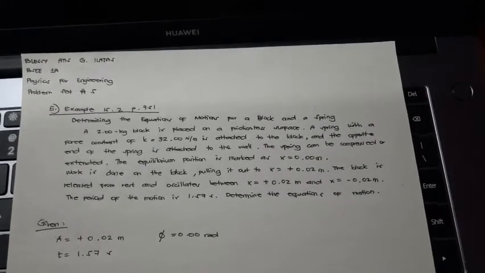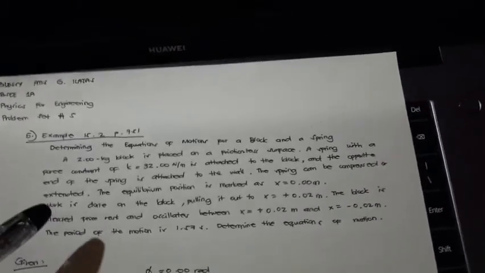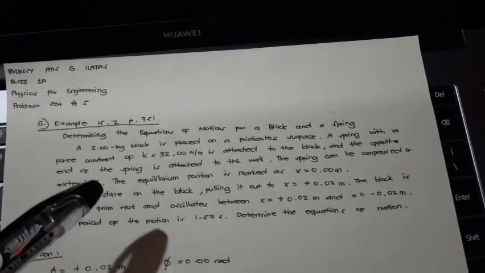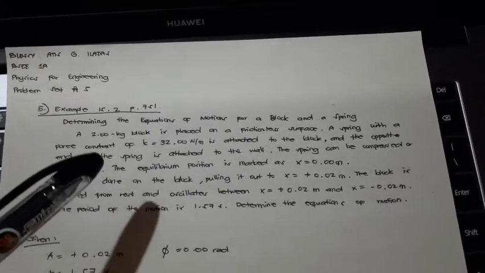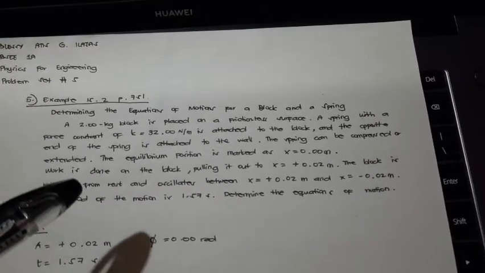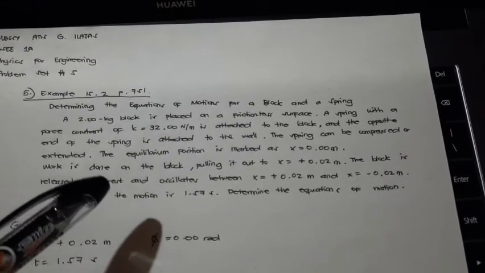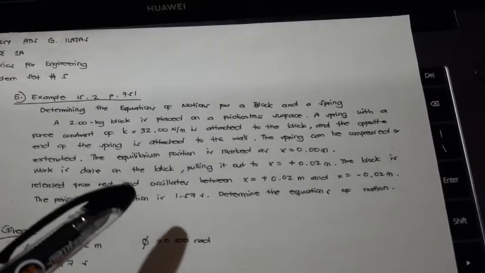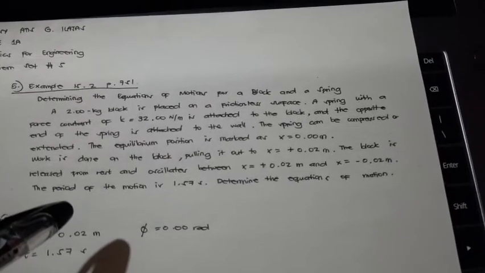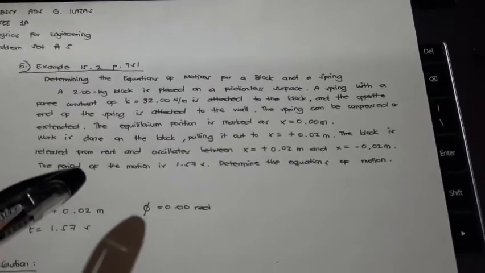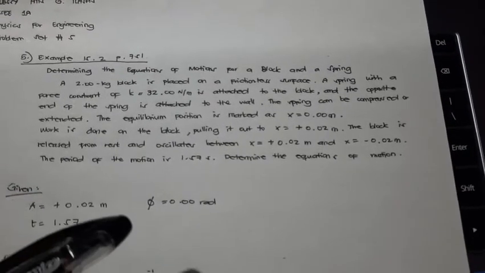And the last, problem set number 5, example 15.2 on page 751, determining the equations of motion for a block and a spring. A 2.00 kilogram block is placed on a frictionless surface. A spring with a force constant of k equals 32.00 Newton per meter is attached to the block, and the opposite end of the spring is attached to the wall. The spring can be compressed or extended. The equilibrium position is marked as x equals 0.00 meter.